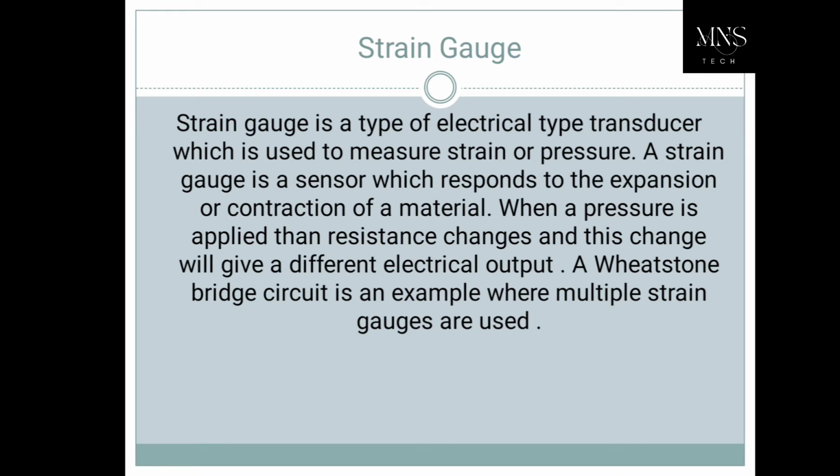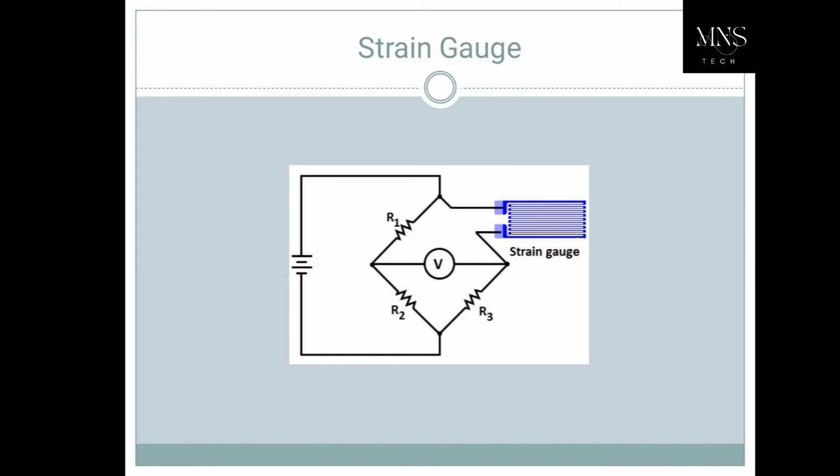Strain gauge. Strain gauge is a type of electrical type transducer which is used to measure strain or pressure. A strain gauge is a sensor which responds to the expansion or contraction of a material. When a pressure is applied, then resistance changes, and thus this change will give a different electrical output. A Wheatstone bridge circuit is an example where multiple strain gauges are used. It is a diagram of a strain gauge.